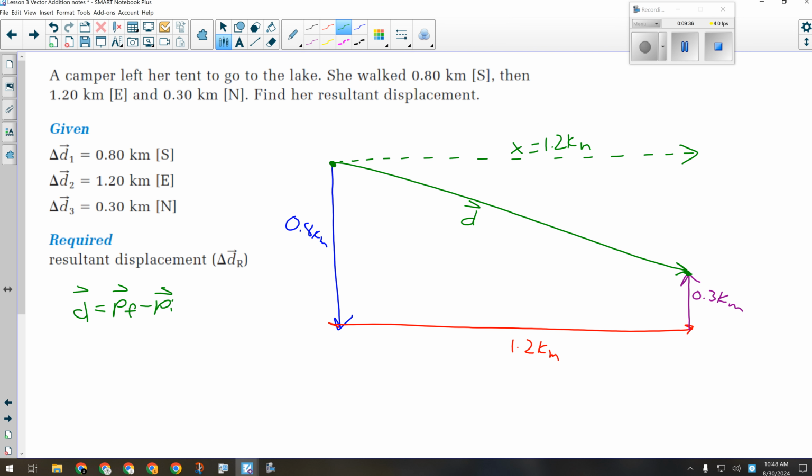Okay, she also went south. That's the vertical component of that vector, or the y component. How long is that? 0.5 kilometers, right? Because she went 0.8 kilometers south and then she came back 0.3 kilometers. So she only ended up half a kilometer south vertically of where she started. Okay.